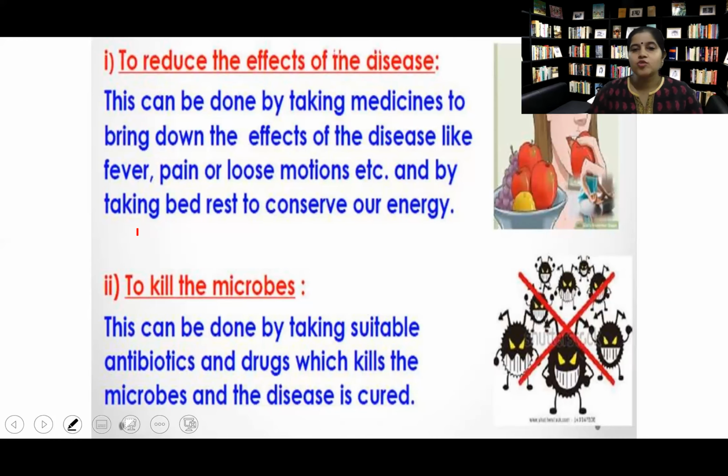And the second is to kill the microbes. So anyhow, we have to kill the microbes by which we are suffering from the disease. And how can we kill the microbes? Like if we are taking the medicine for fever, we are taking paracetamol. That can reduce the fever for some time, but we are not killing the microbes. To kill the microbes, we have to take some suitable antibiotics. Then only we can kill the bacteria.